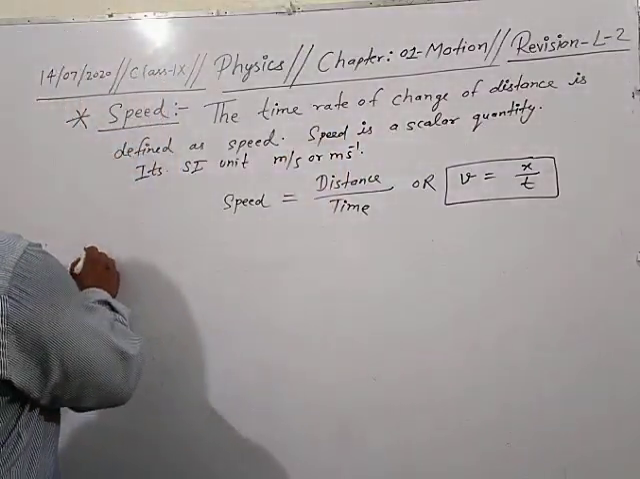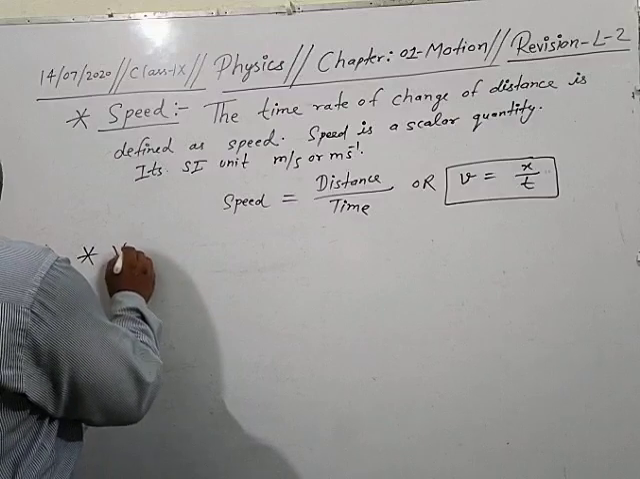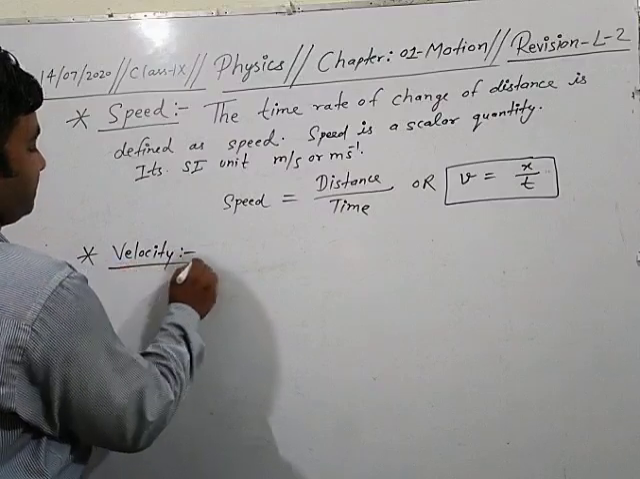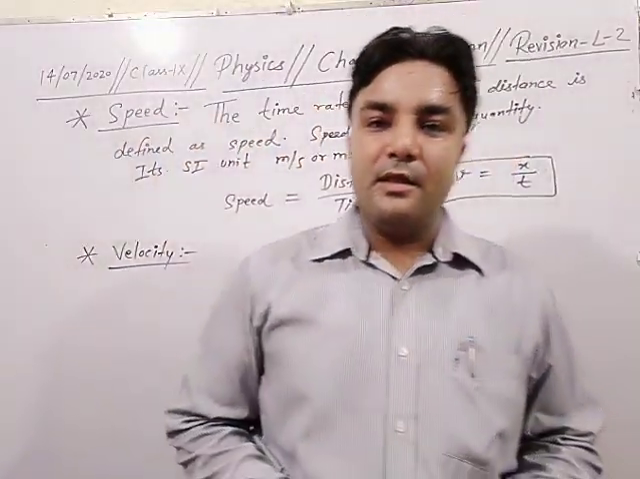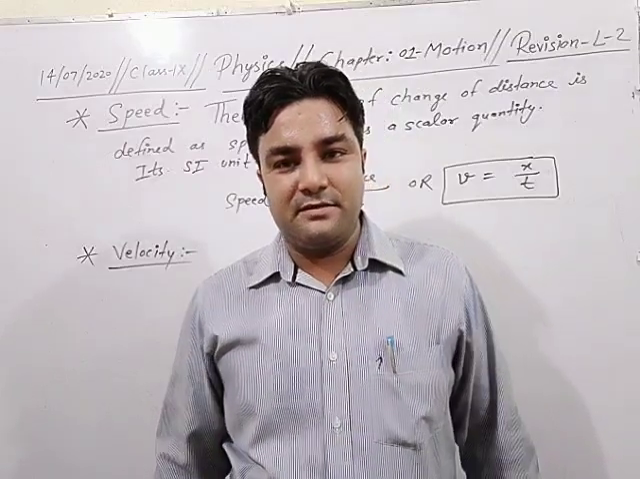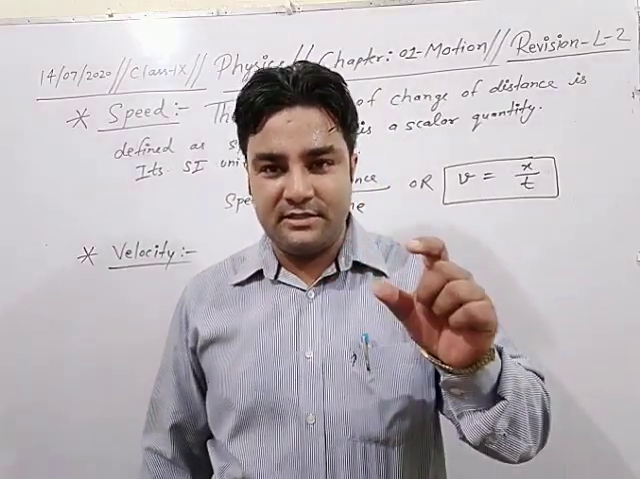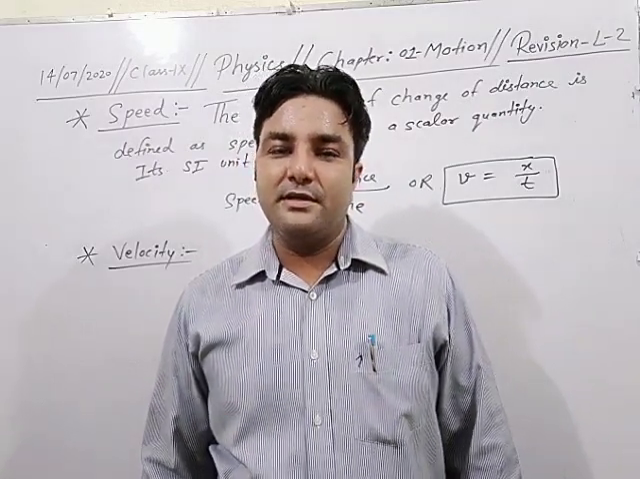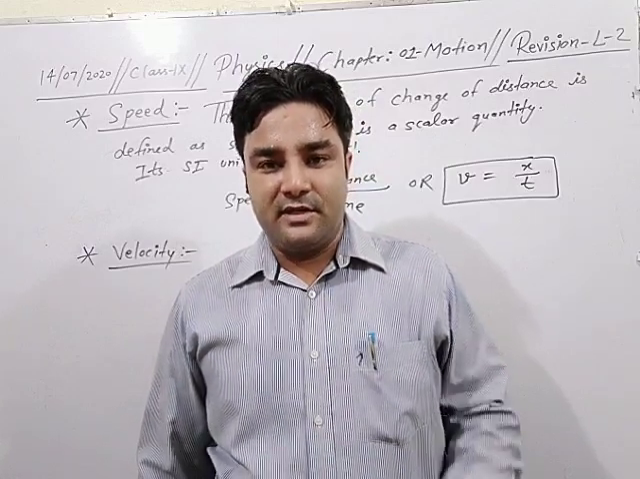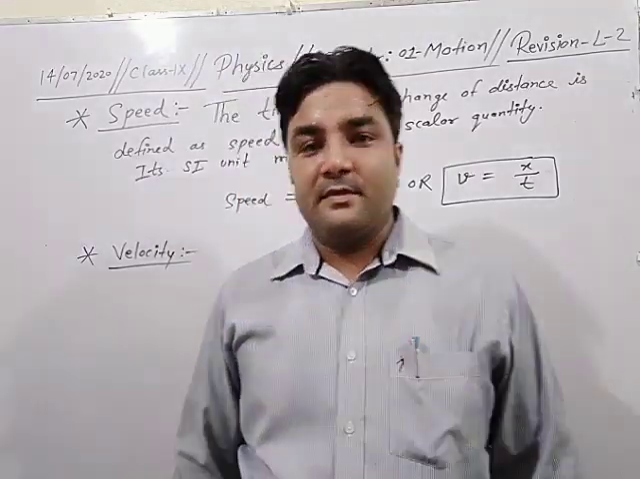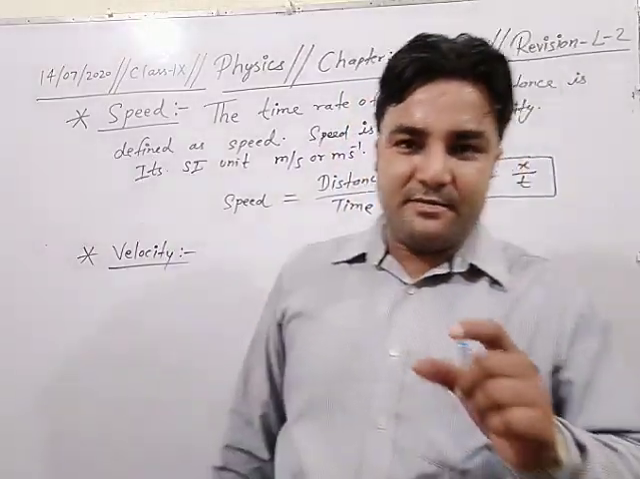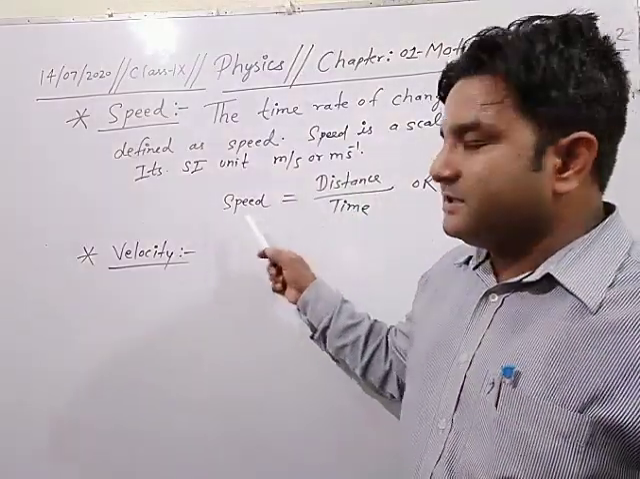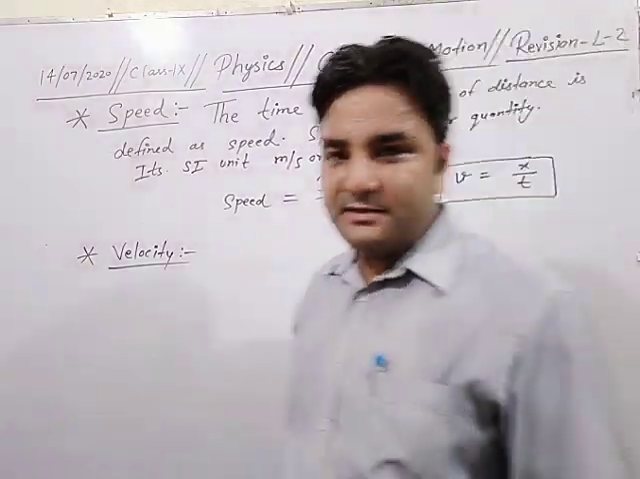Then after speed, next one is velocity. The concept of velocity is the same as the speed concept. Only one difference: what? Whenever distance is replaced by displacement, then the concept of speed becomes what? Displacement, not velocity. Whenever we just replace distance by displacement, then speed becomes velocity. Very simple definition. Just see.